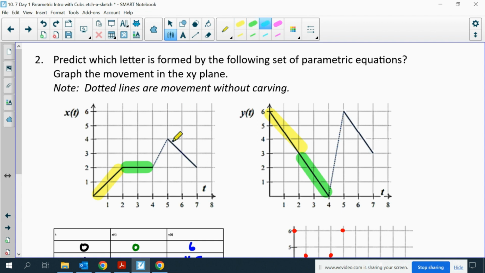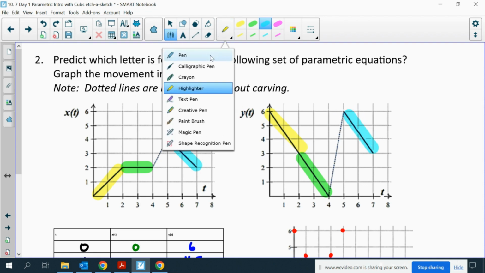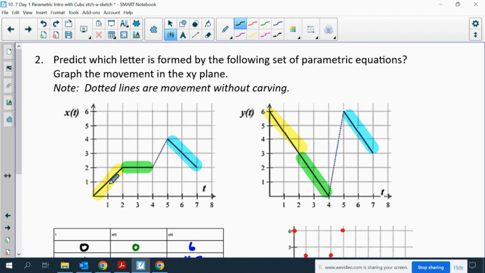And then finally, the letter moves again left and down. So what I need to think of is a letter that's moving right and down, then straight down, because when this part is horizontal, that means that my x is not changing.